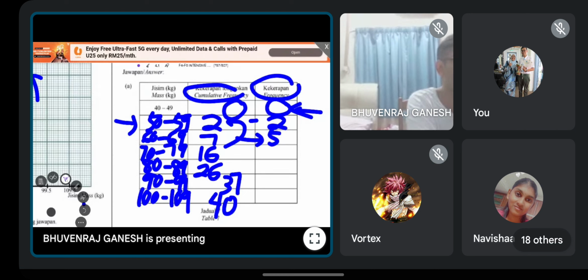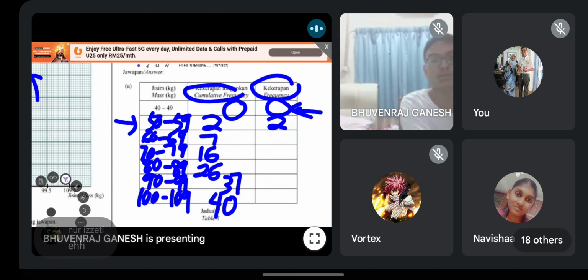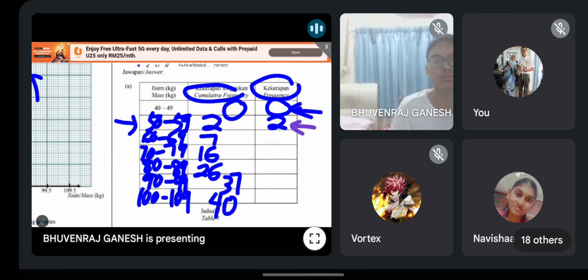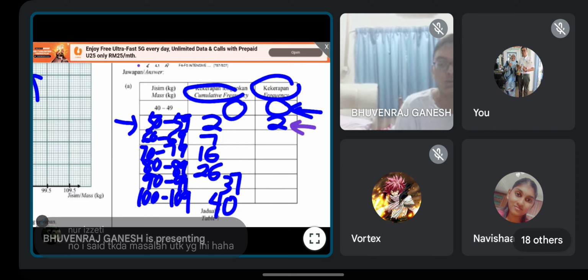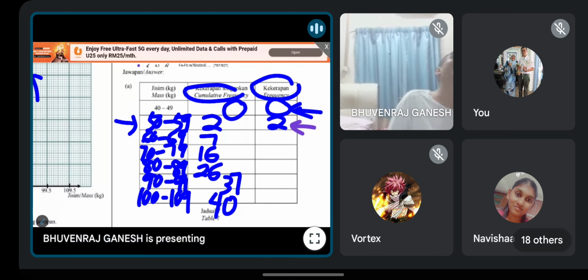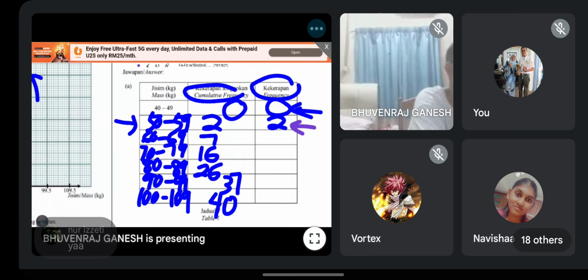Purple. Okay, Izzati. For 02, I don't think there's any problem, am I right? To get 2 for this one, 02, the last column. Okay? Oh, you mean no? Maksudnya tak ada masalah. Okay. Means there's nothing, no need to explain.